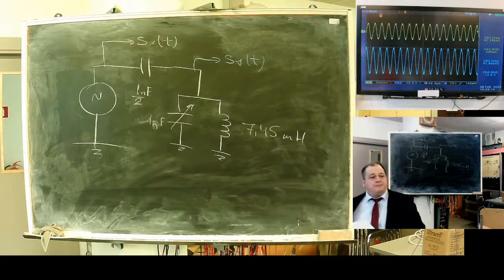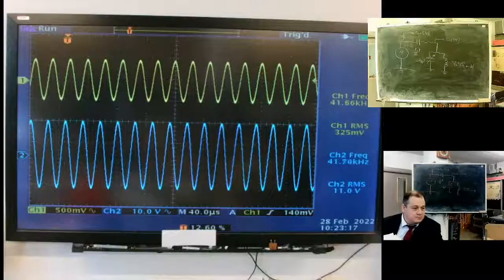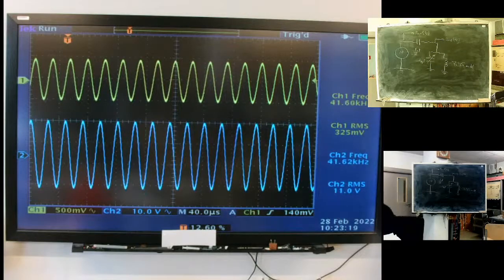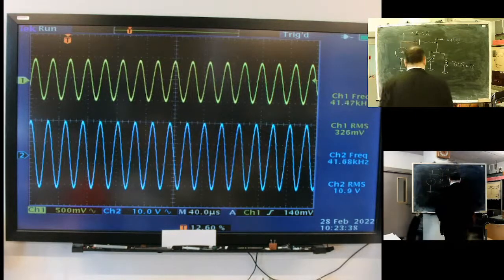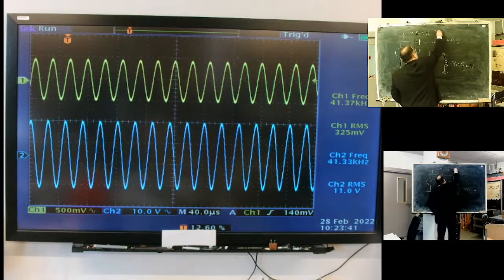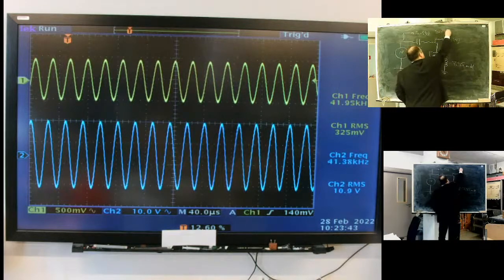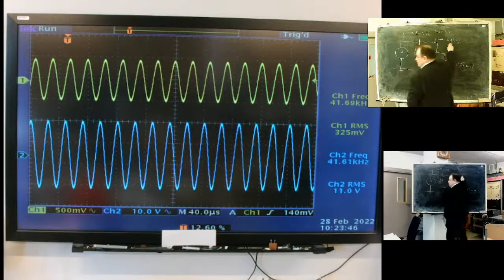What can we see? Frequency, effective value of the input, and effective value of the output, or RMS. And what do we see? Here we have 8.5 millivolts, and at the output 10.9 volts.